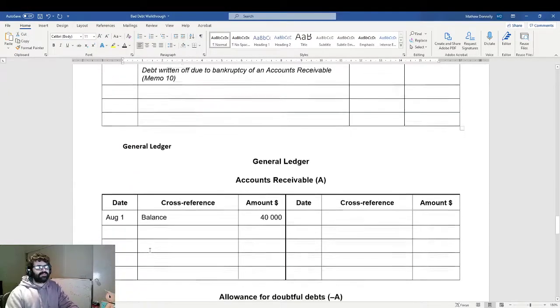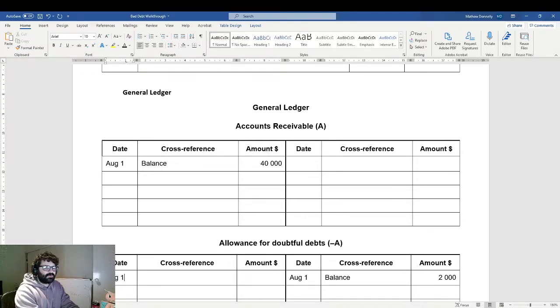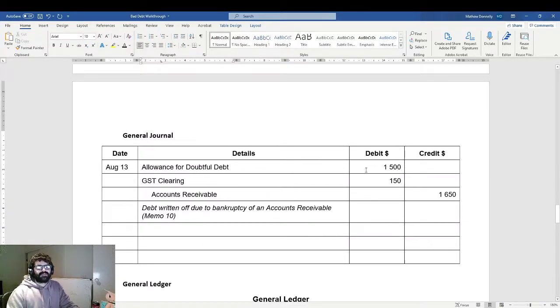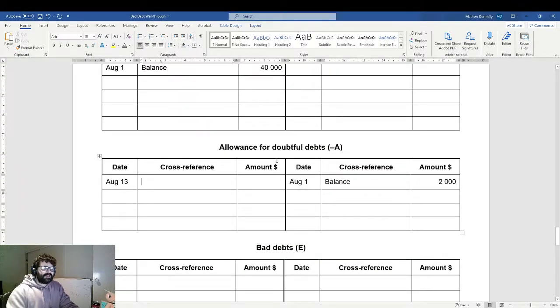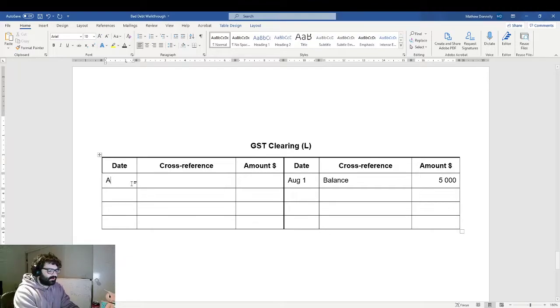Now there is another number we need to consider before we do the balance day adjustments, and that's the 13th. So we go August 13. We go allowance for bad doubtful debts 1,500. So that's written against the accounts receivable 1,500. And we'll go August 13 accounts receivable, and it will be 150.